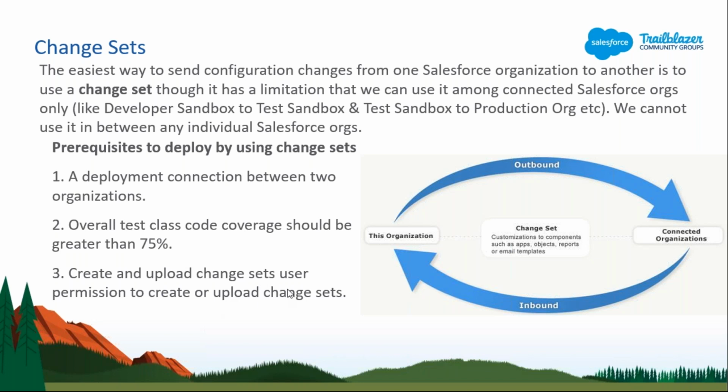So if you want to deploy any changes you have made earlier or you have made now, and you want to deploy that change to production, then you have to create an outbound change set, and then you have to add that change. Let's say you have created an object, and that object you want to deploy from your sandbox to production.